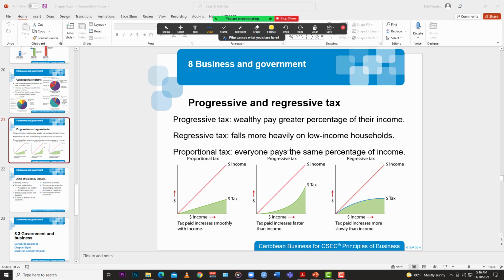Then we have a proportional tax system. Everybody pays the same percentage of income. That's why you see it here. Proportional is basically the same. It steadily increases. There's no sharp change. So that means that everybody pays the same percentage of income.